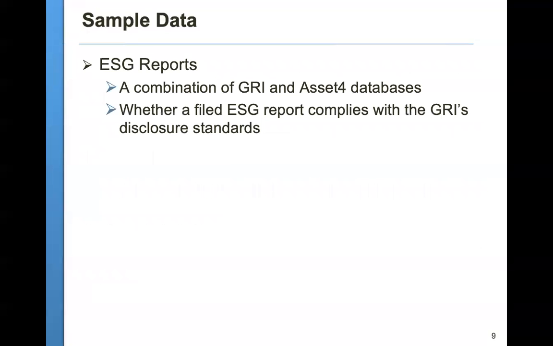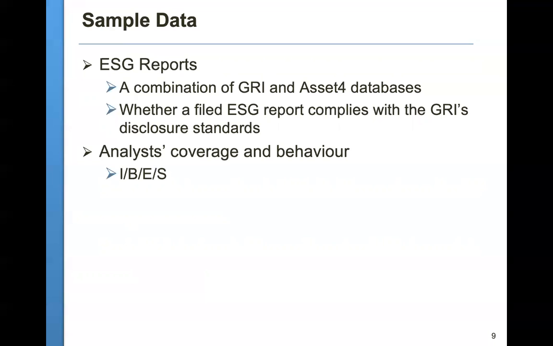The first one is the ESG report. We use the combination of the GRI and the AFAANZ-Rui database. We all know that GRI is the Global Reporting Initiative. They have a database to collect ESG reports. AFAANZ-Rui also collects ESG report information. They have a variable to indicate whether a report complies with the GRI standards. So we use whether a report is compliant with the GRI standards as a measure for the quality of the ESG report. And for analyst coverage and behavior, we use the information from IBES.